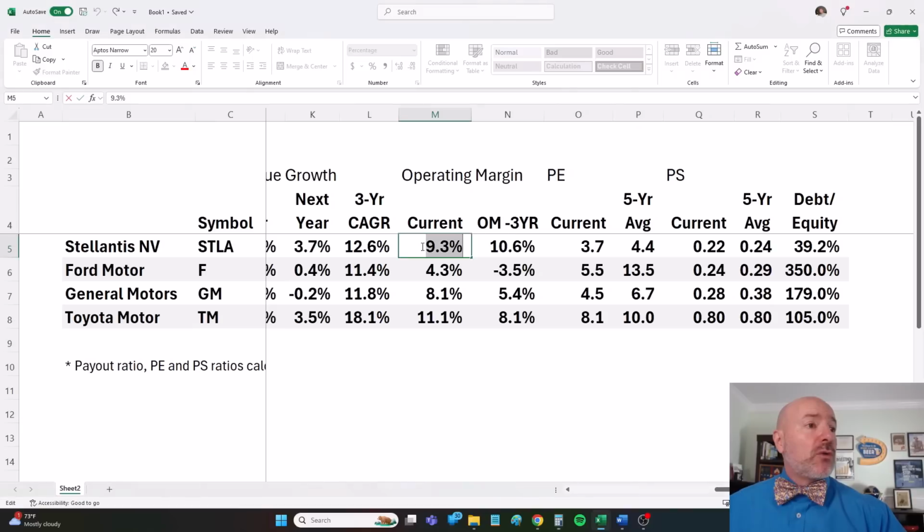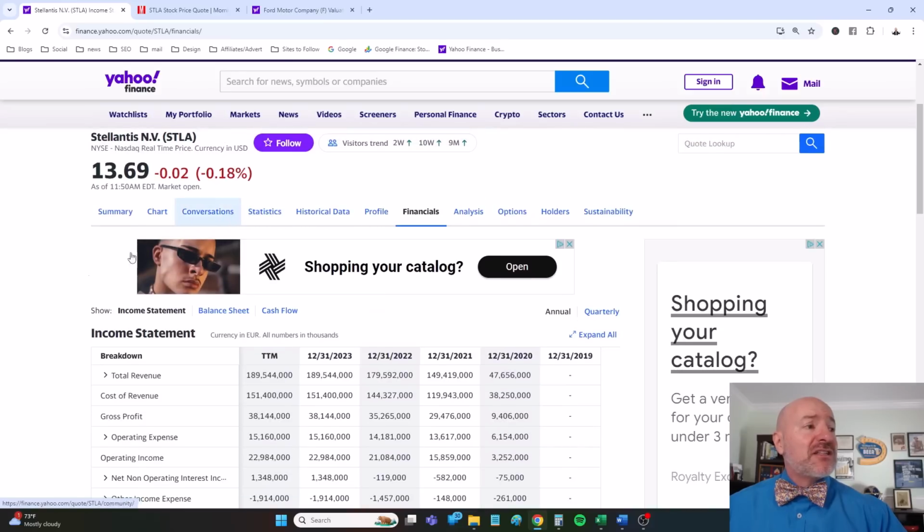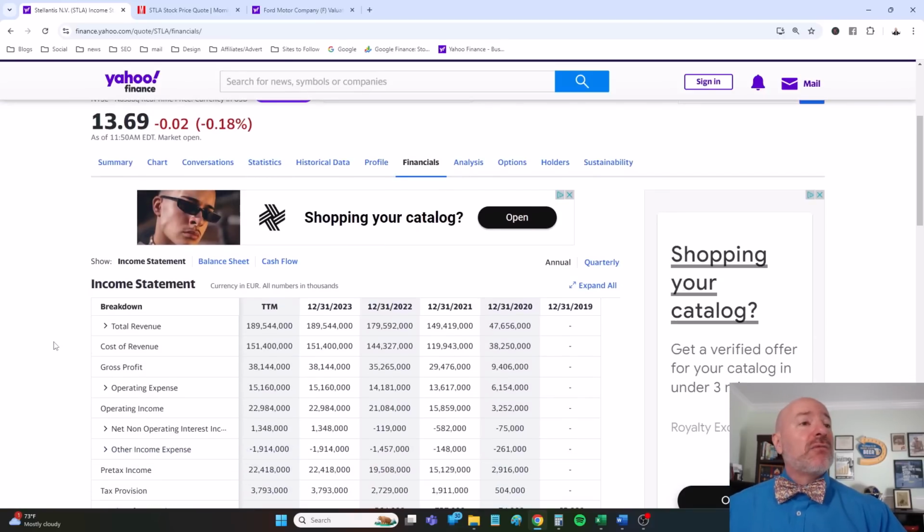Okay, so that's 12.12%, so 0.1212. So 12% for the current operating margin. Now we could look into why it says something different on the statistics tab. My guess is it's probably a difference between GAAP and non-GAAP.